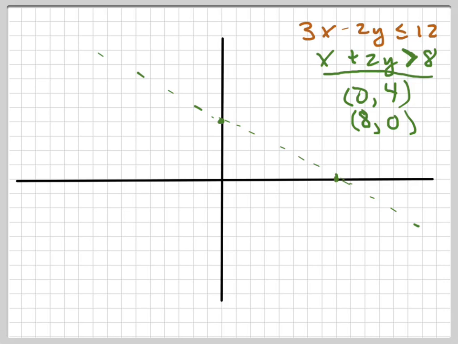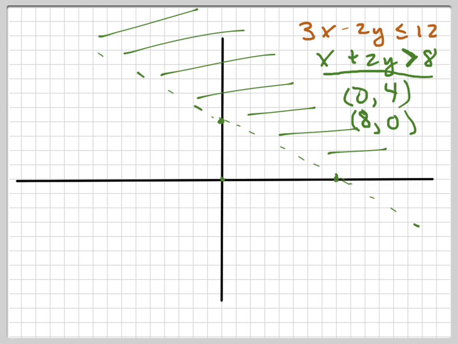So let's do a test point. Is 0, 0 a solution? Yes or no? Is 0 plus 2 times 0 greater than 8? No, it's not. So it's shaded away from that. So there's that. Okay? So now I'm going to erase this, and I'm going to graph the other equation, which is in a different color. So let's do the same thing for that equation.